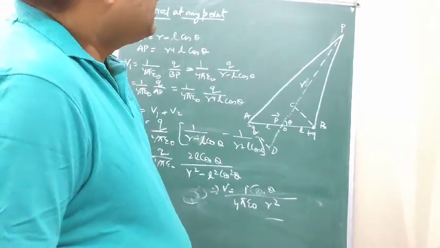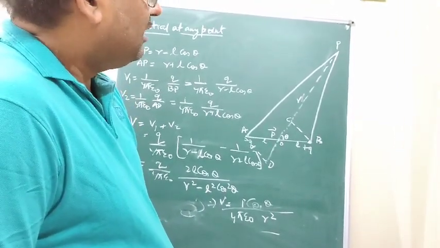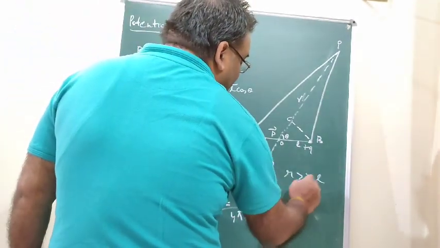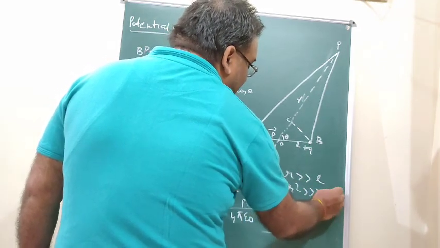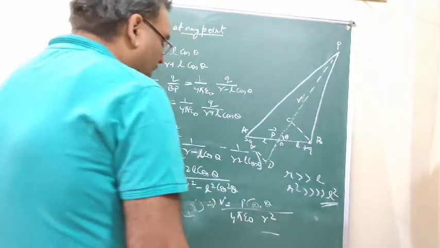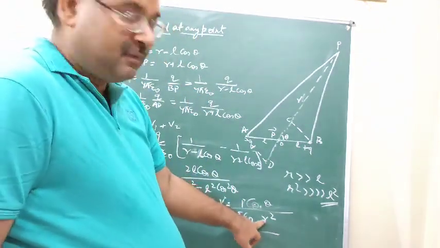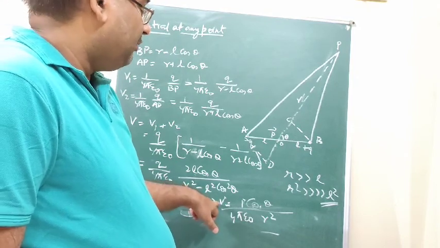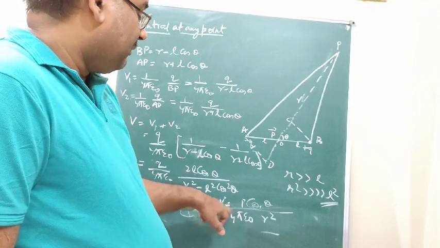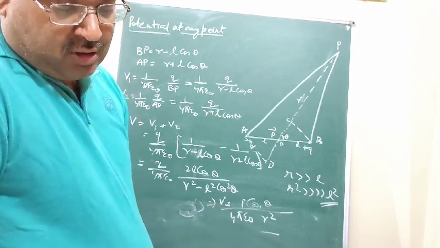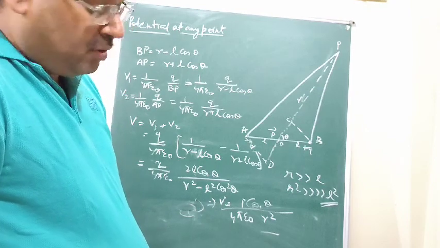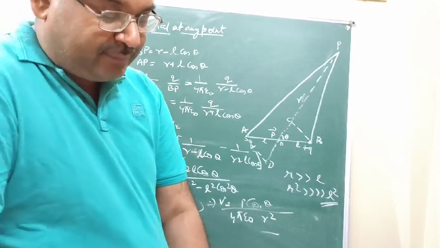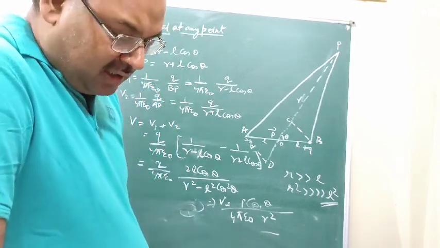Since the distance R is much greater than L, R square will be much greater than L square. So we will ignore this L square. So what do we get? Only R square. So the electric potential at any point P due to an electric dipole is given by the formula 1 upon 4 pi epsilon naught P cos theta upon R square.